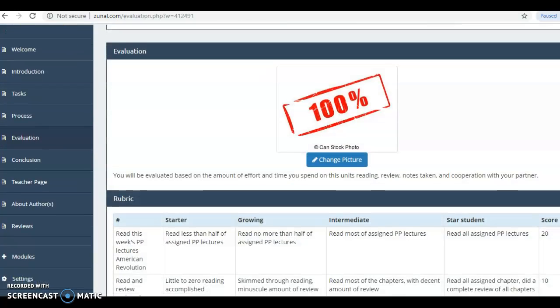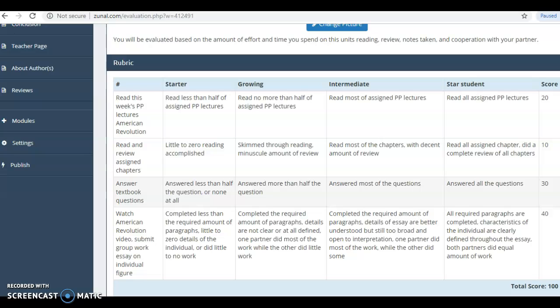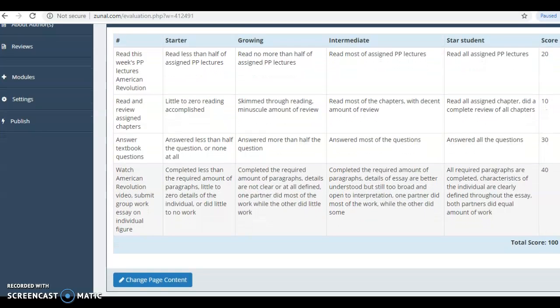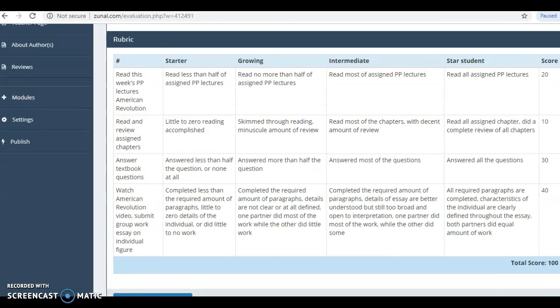I have it evaluated. People who do little to no work get the worst grade. People who do some work still get a bad grade. People who do most of the work get a decent grade, and students who do all the work honestly get a good grade.